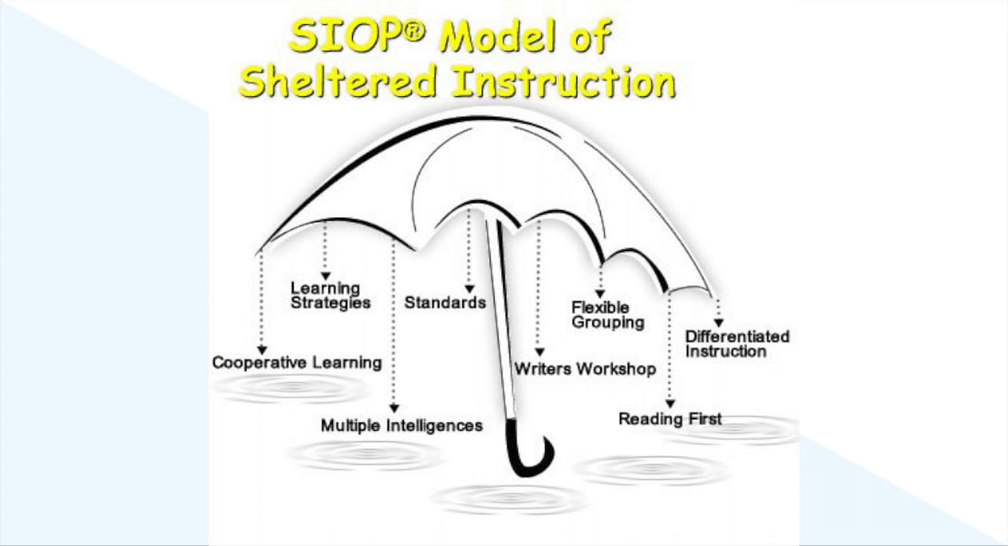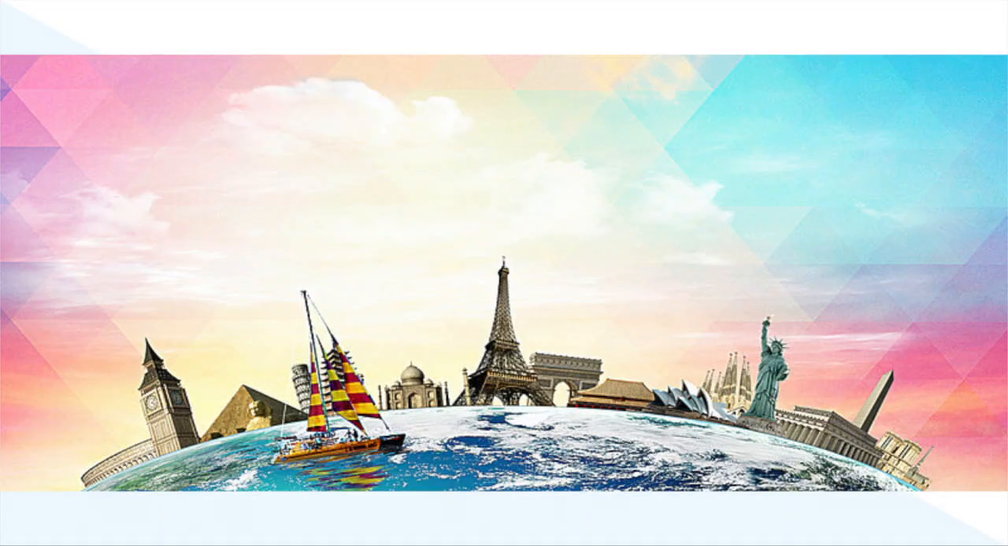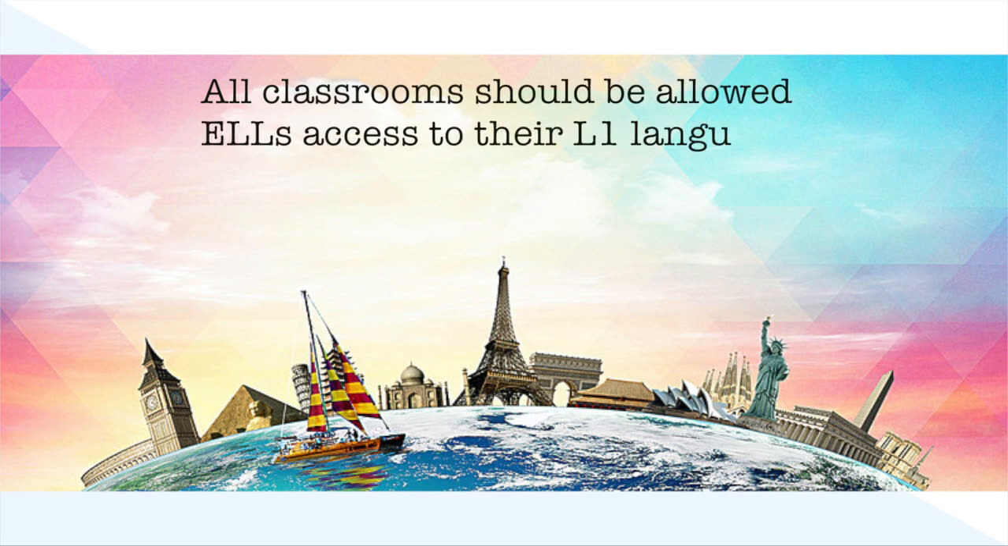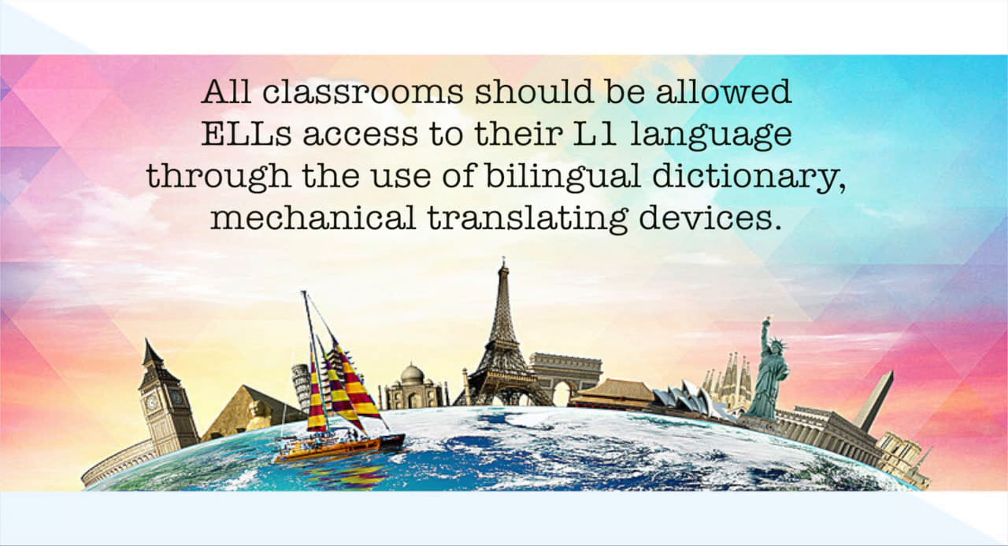SIOP instruction involves teaching in English. Children improve their understanding with information clarified in their L1, by bilingual teachers, classmates, or materials that have been translated into their L1. All classrooms should allow access to their L1 through the use of bilingual dictionaries and mechanical translating devices.